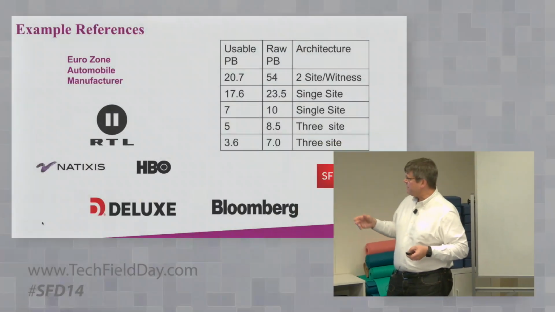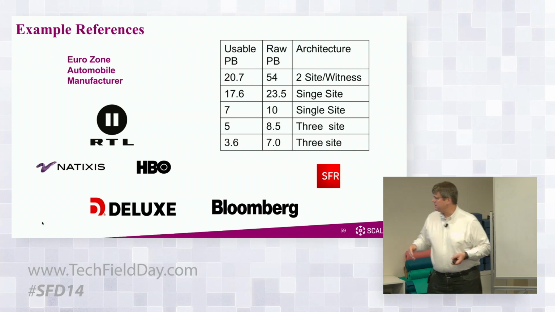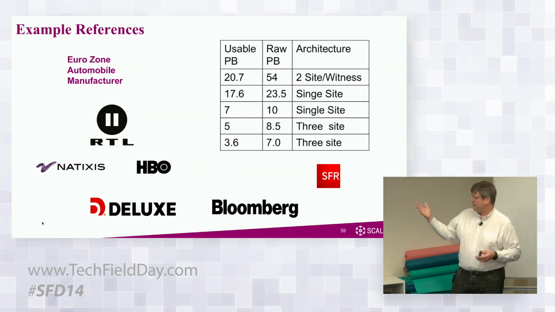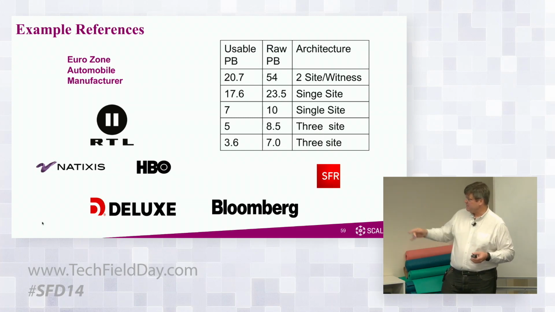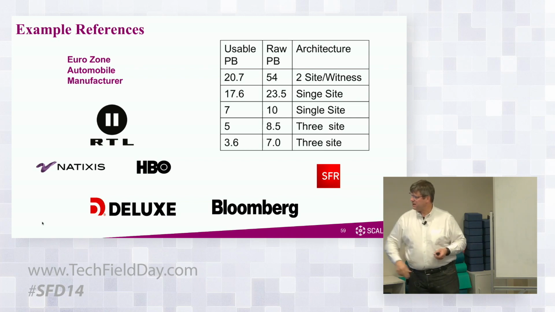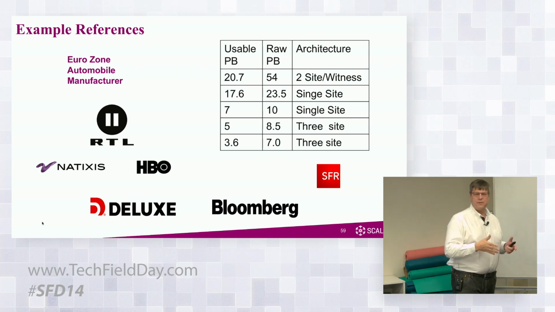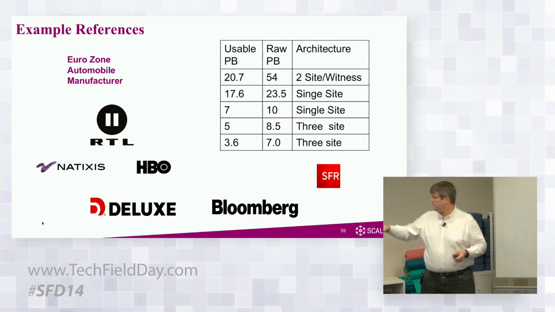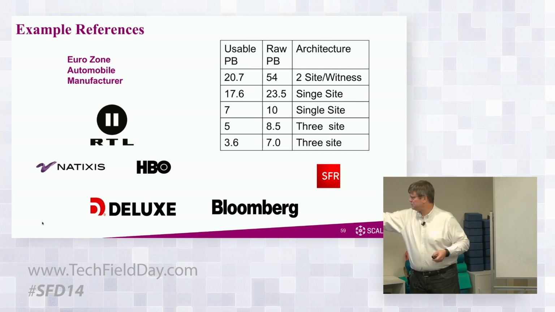So here are some example architectures of different systems that we have. We have a 20 petabyte system. It has a 2-site plus a witness, and that gives you a total of 54 petabytes of raw data on the system. This is a very interesting one.